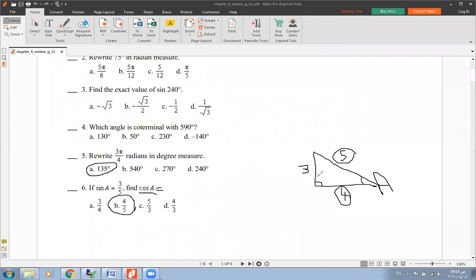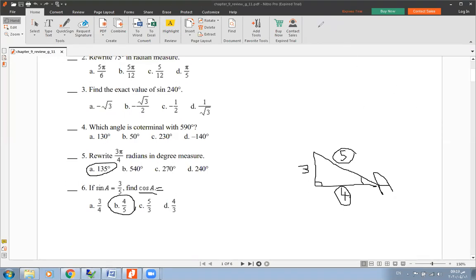Thanks, Khalid. So the answer of number 6 is cosine A. We get the value of the third side by using Pythagoras after drawing a small right angle triangle and putting in the information that sine A equals 3 over 5. We get the third side, which is 4, and then get the cosine by using the ratio between the adjacent and the hypotenuse. This is the answer of number 6.